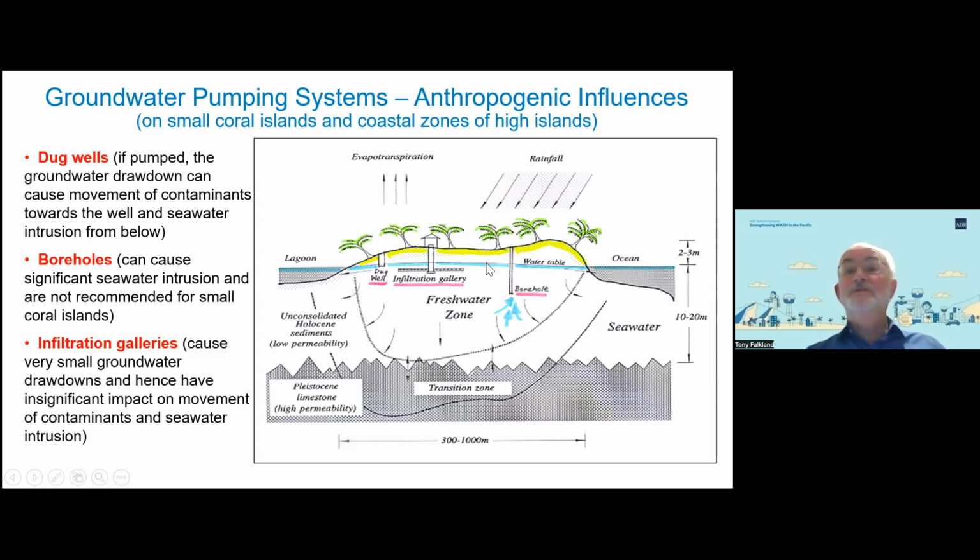Boreholes, such as this one over here, can cause significant seawater intrusion and are certainly not recommended for small coral islands. Infiltration galleries, such as the ones at Bonriki, cause very small groundwater drawdowns and hence have insignificant impact on the movement of contaminants and seawater intrusion. And with that, I'll be handing back to Mark.